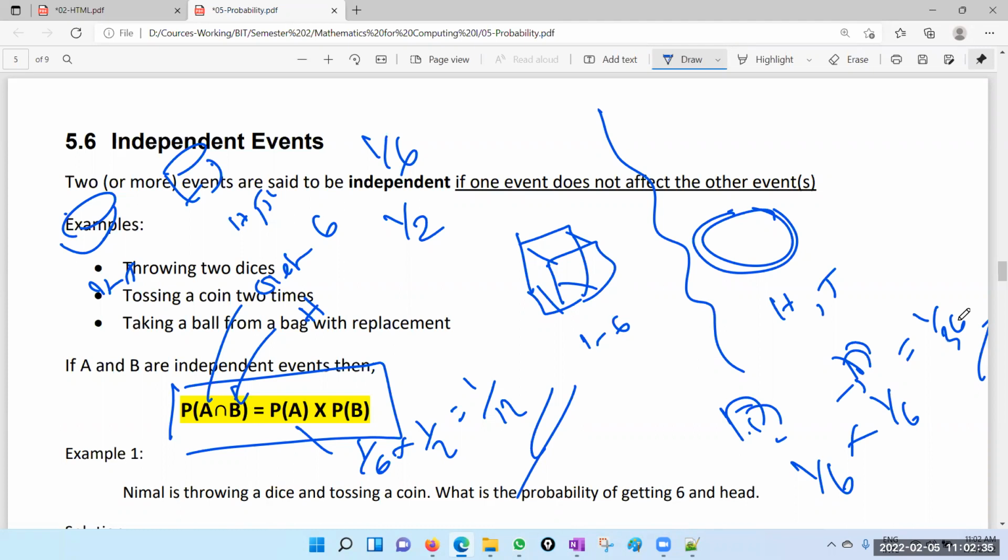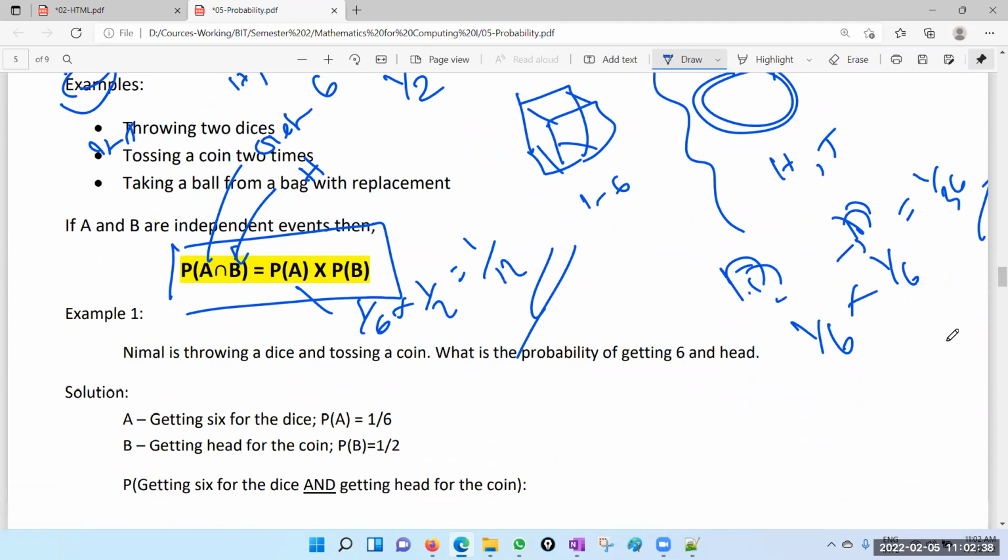That is what is meant by independent events. Okay. Those are called independent events.